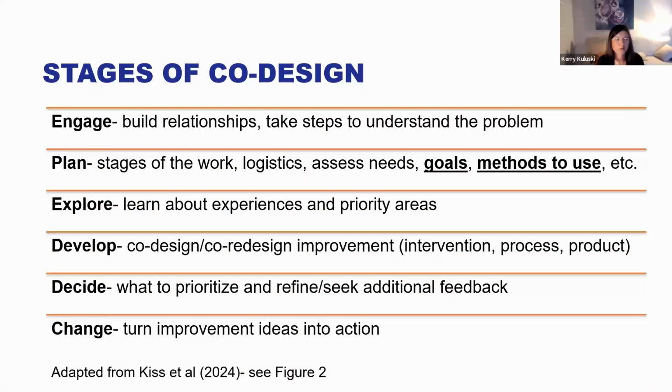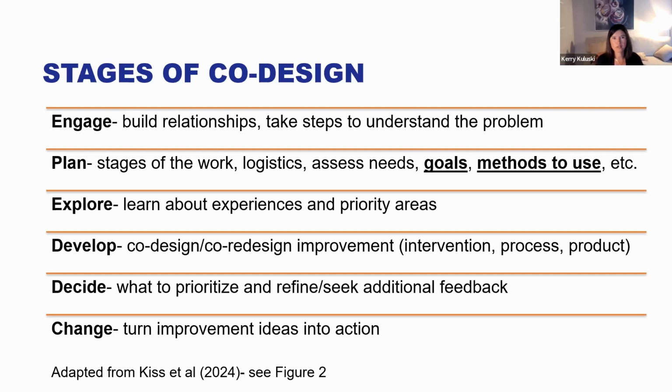I pulled this from a recent paper from Kiss and colleagues and made just a few adaptations. This more fully fleshes out all the stages of co-design. What I showed you in the last slide was just a simplification of this, which fleshes out the steps a bit more. So it starts with engage. Again, building relationships and taking time to understand the problem from the perspective of the community that you're working with, planning the work together.